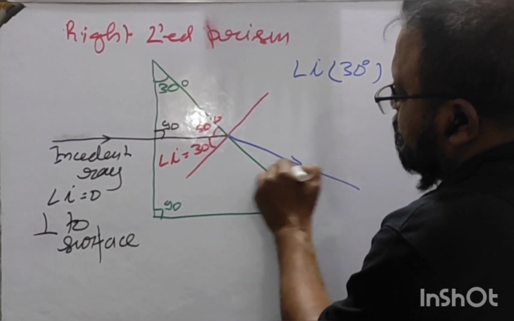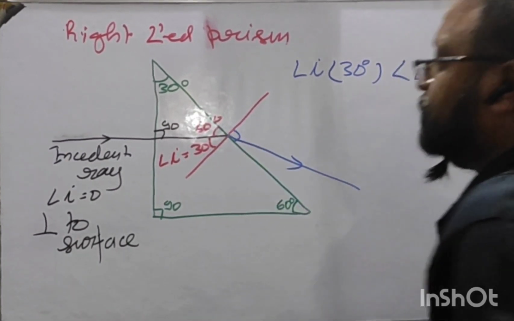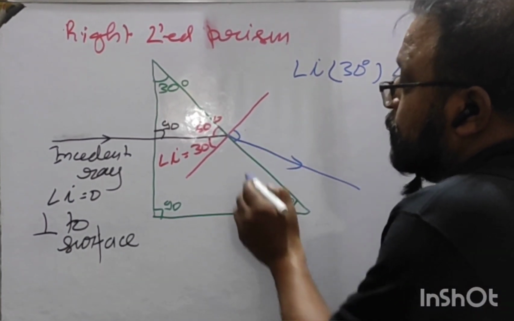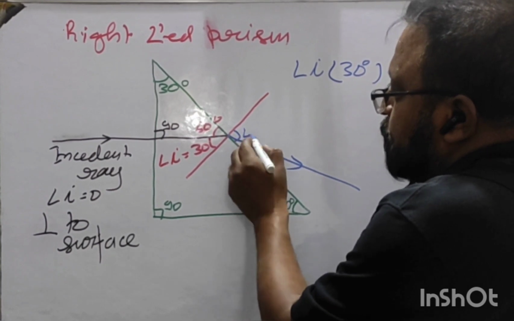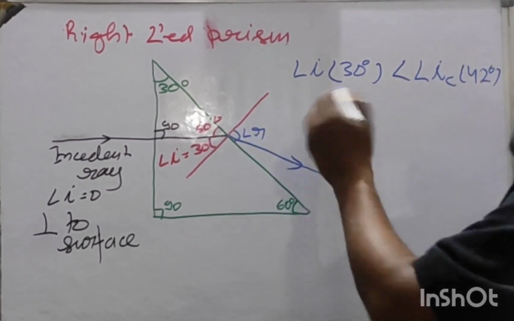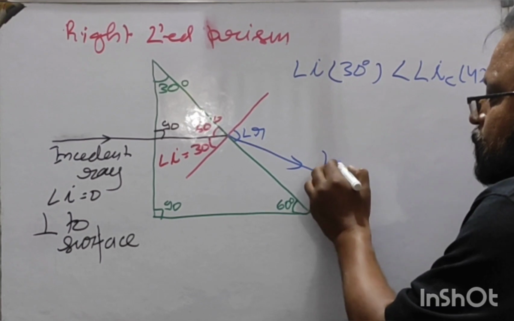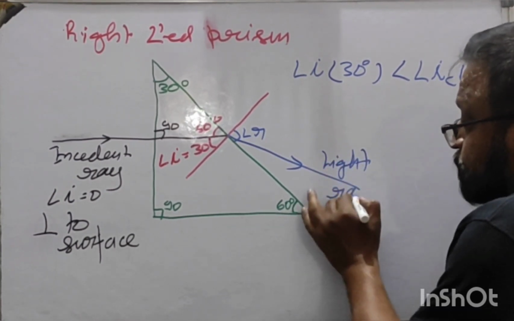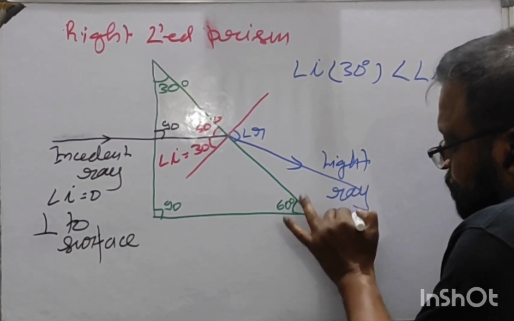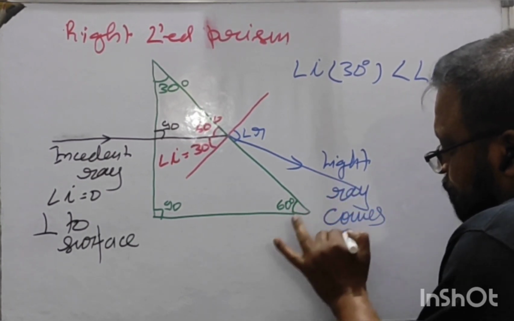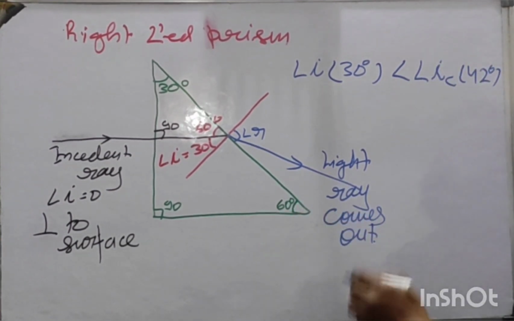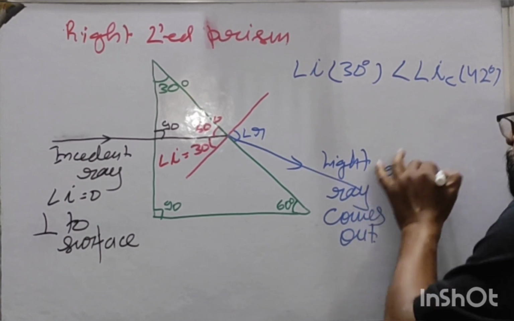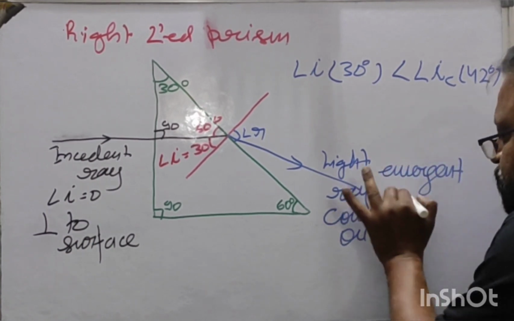Like an emergent ray, right? This is the angle of refraction. What that angle will be is a different thing. So the light ray comes out. It is called the emergent ray, right?